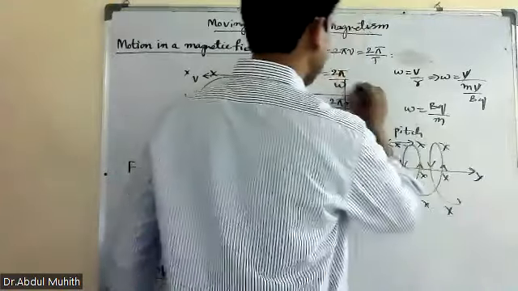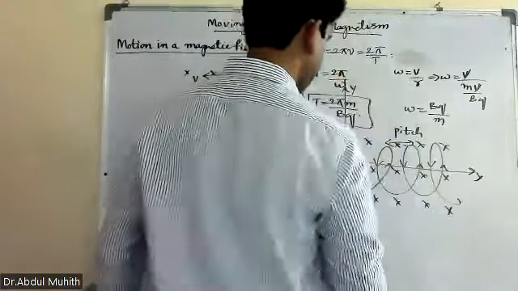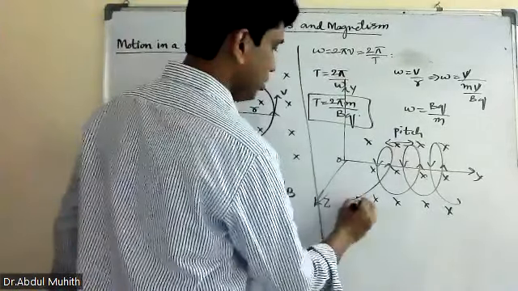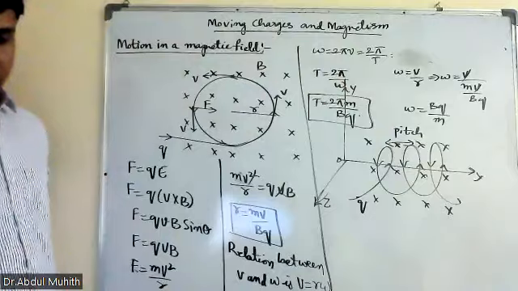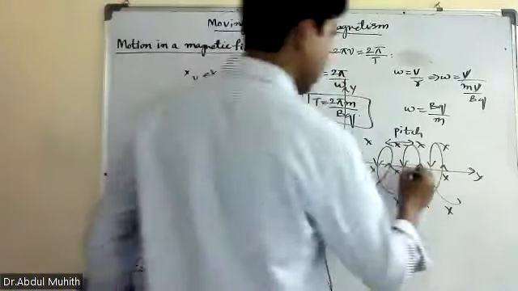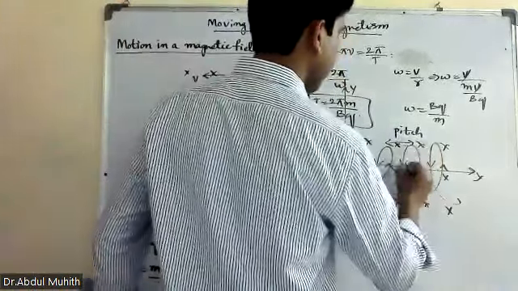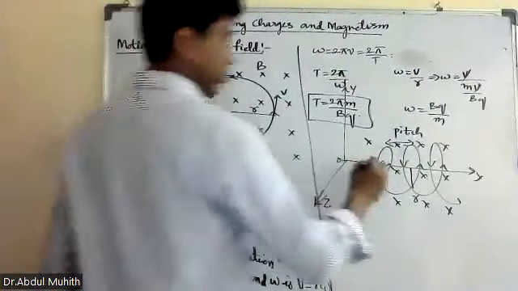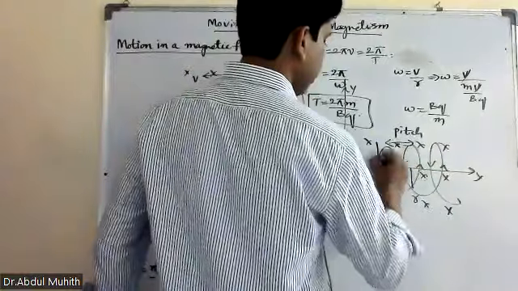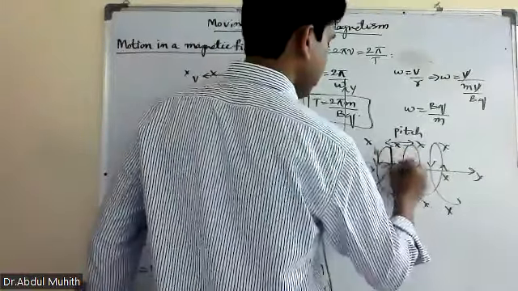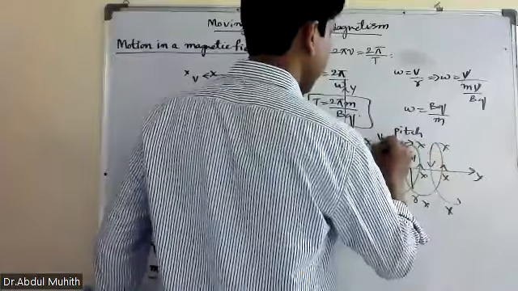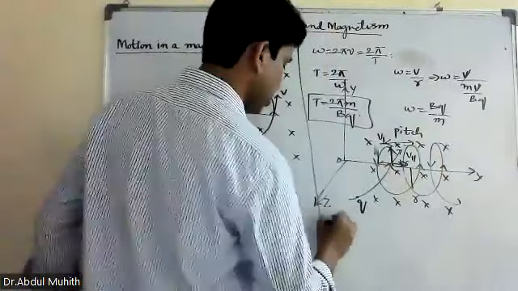Suppose we have the origin, x-axis, y-axis, and z-axis. Q is the charge. R is the radius, and we have V parallel and V perpendicular. Both the values are given here. So we have two components here. Here I write V parallel and V perpendicular.